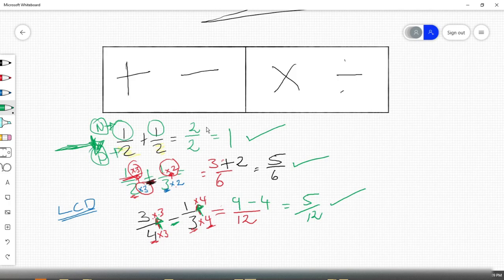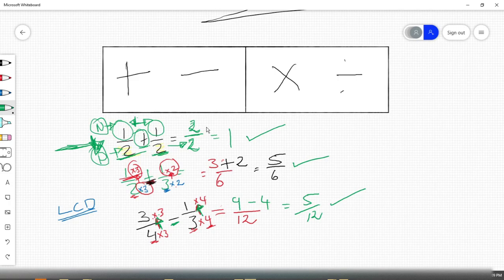If the denominators are the same, you use the sign on the numerators, and that's how you find the 2 over 2. If they're the same, this 2 just goes all the way through. You don't add the denominators, very important. You just use the common denominator.